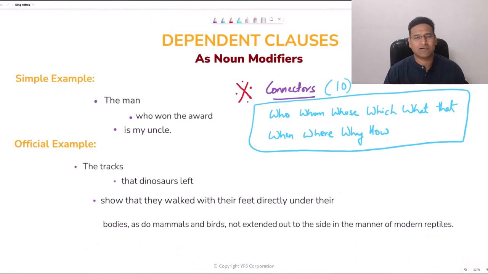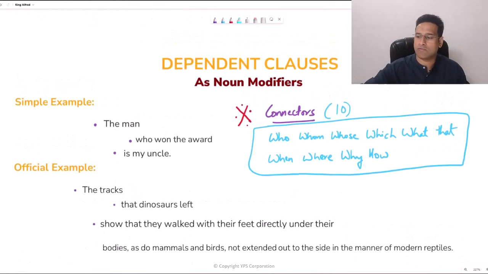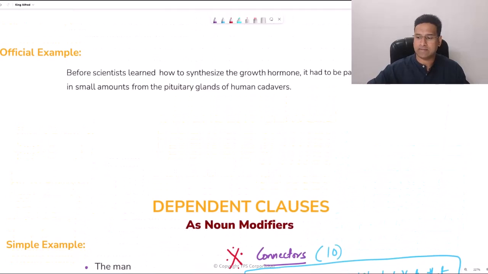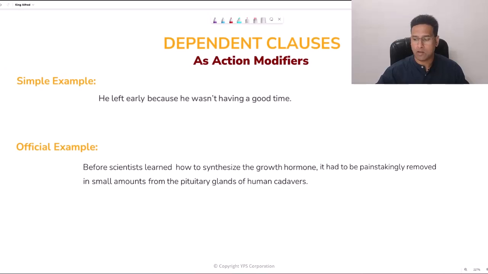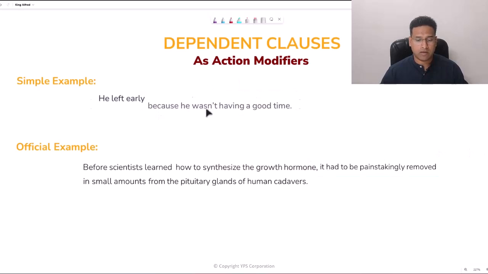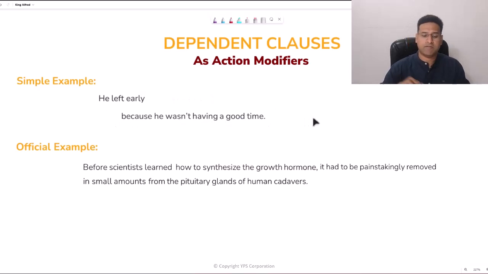All right, now let's move on to the second function of a dependent clause, and that is as an action modifier. So here you have some examples on your screen. Let's start with a very simple example. He left early because he wasn't having a good time. Okay, so as you can see, this group of words here modifies the first group of words. Let me quickly get those bullet points here.